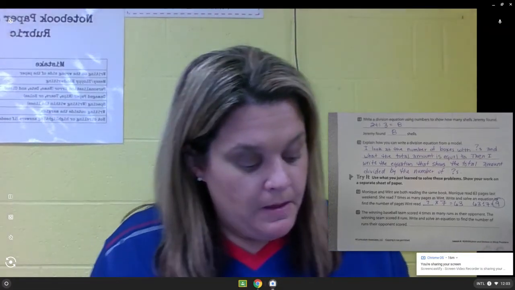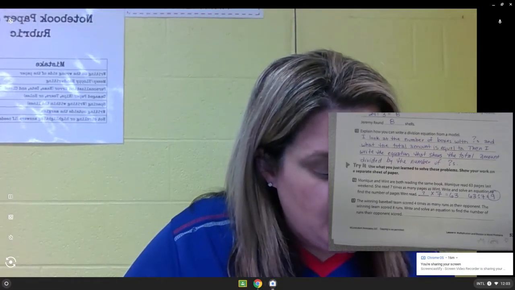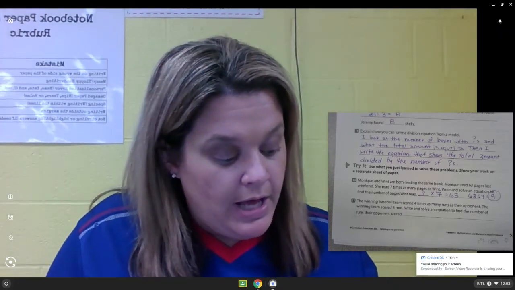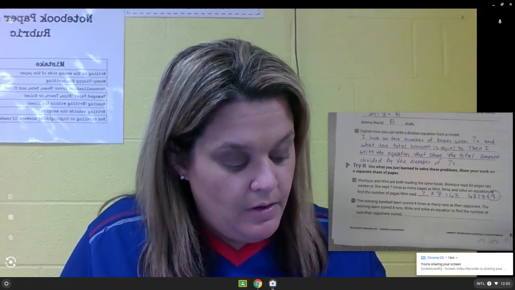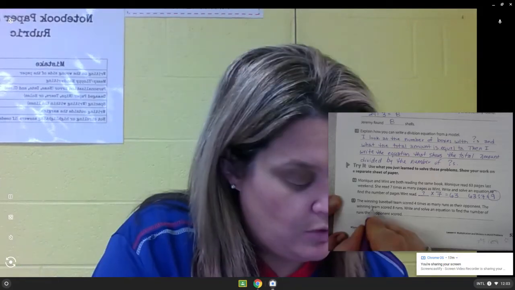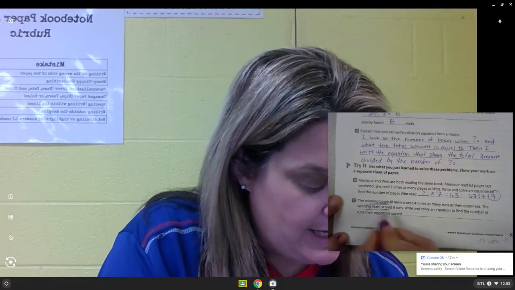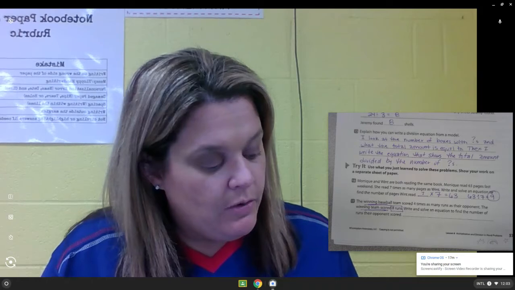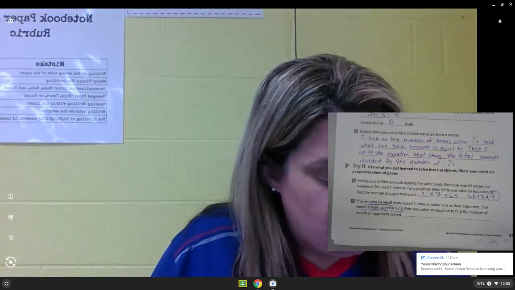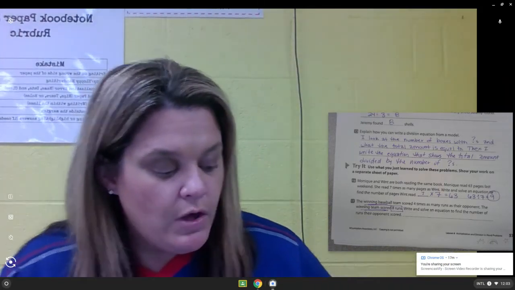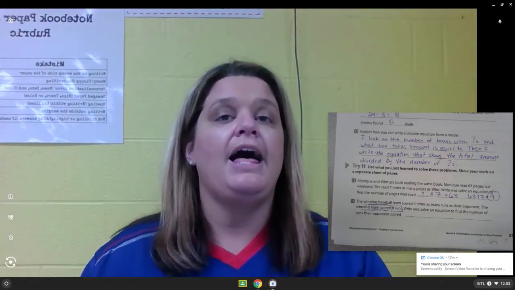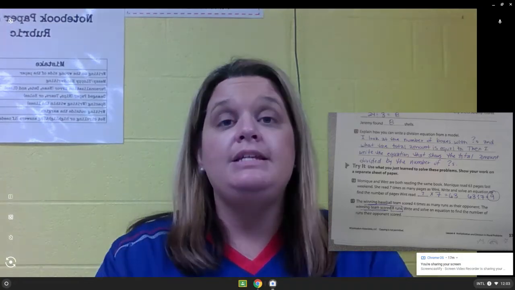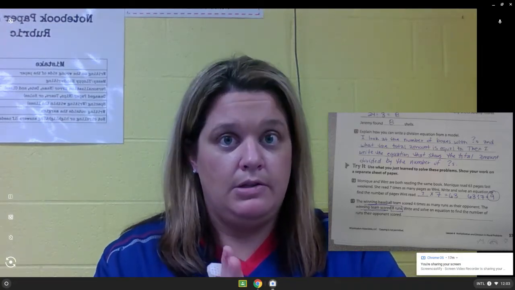Okay, here we go again. The winning baseball team scored 4 times as many runs as their opponent. The winning team scored 8 runs. Write and solve an equation to find the number of runs their opponent scored. So the winning baseball team scored 4 times as much as the losing team. The winning team scored a total of 8 points.